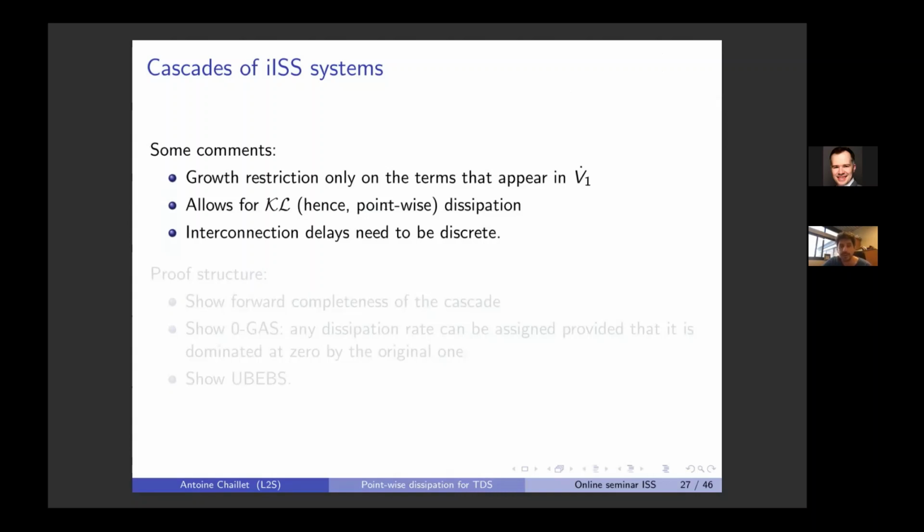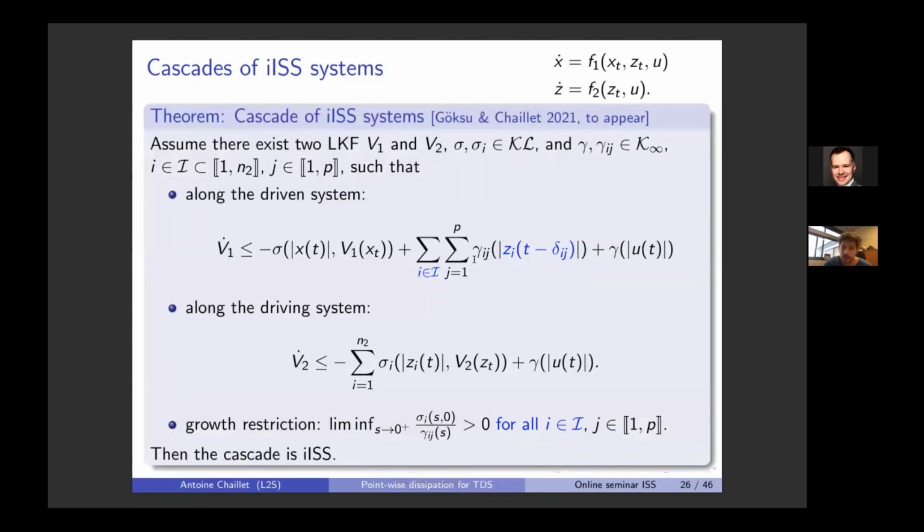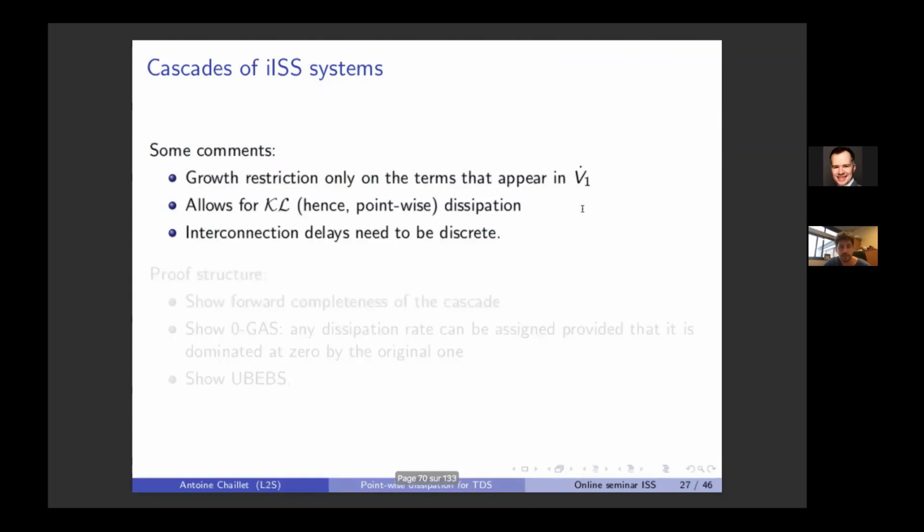And maybe the main drawback of this theorem is the fact that all the terms appearing in Z, so Z seen as the input of this first system, have to be in terms of discrete delays. It's not possible so far to consider distributed interconnection delays. So you are allowed to have internal distributed delays in this part and that part, but not in the interconnection term Z_t. So this is a line of further research. So far we don't have it.